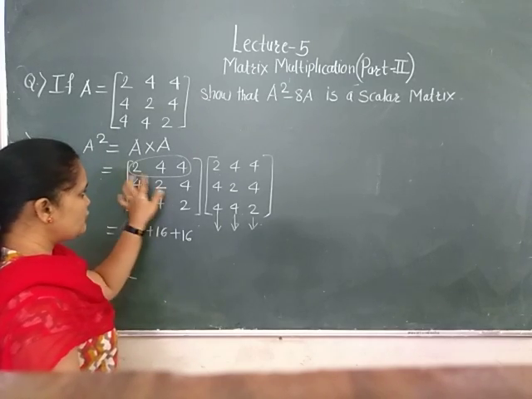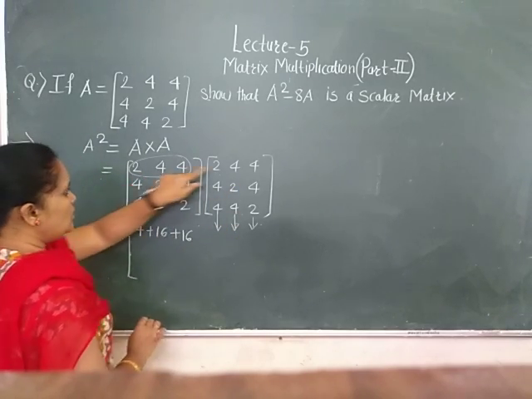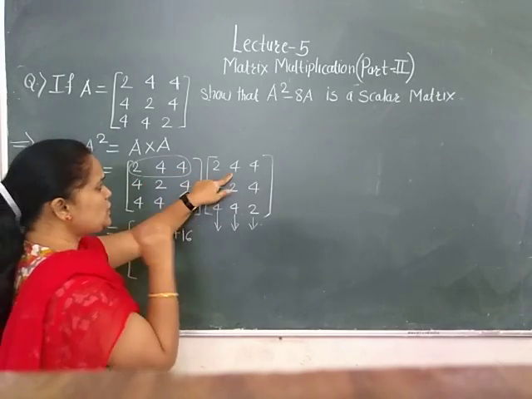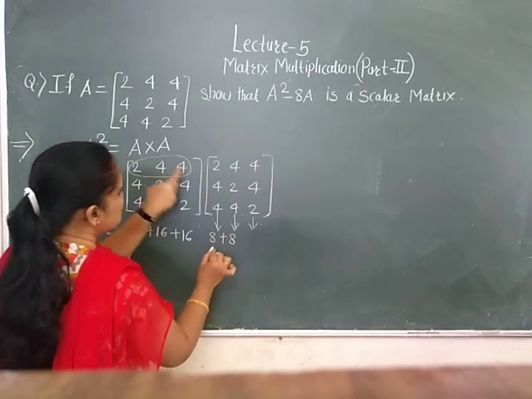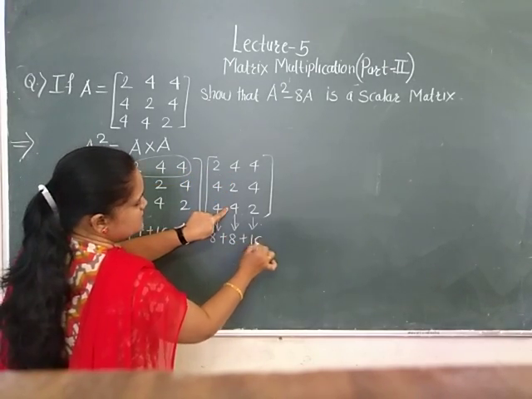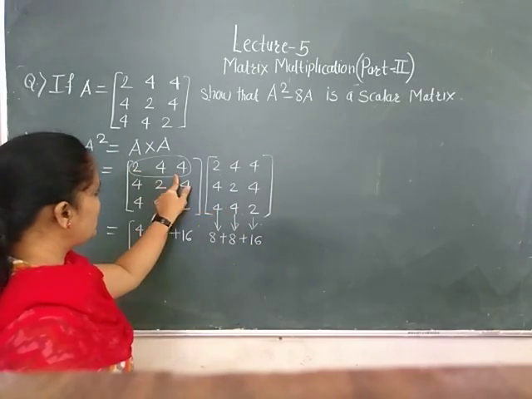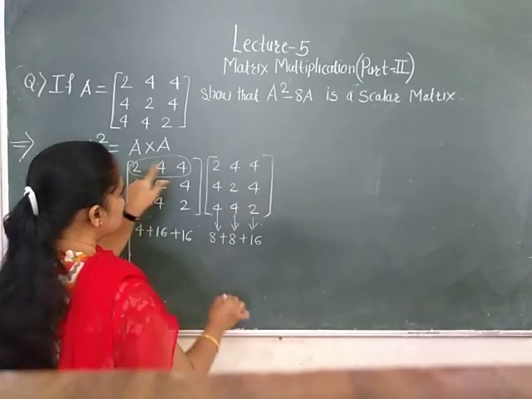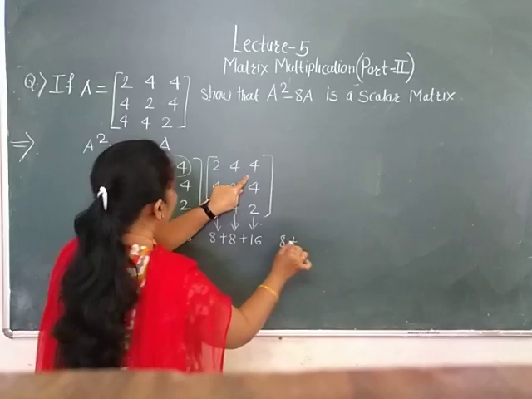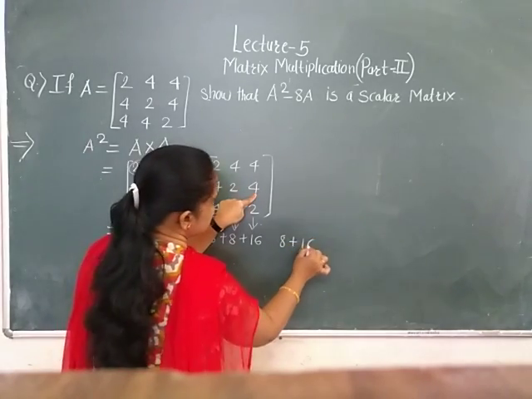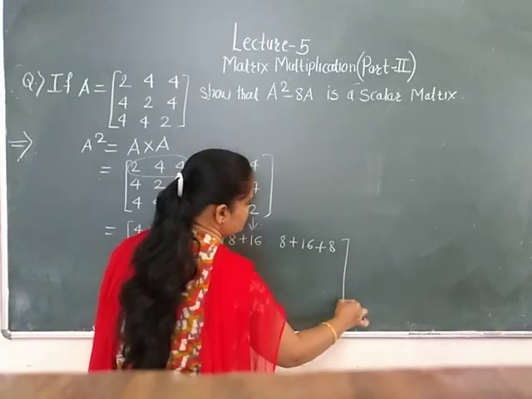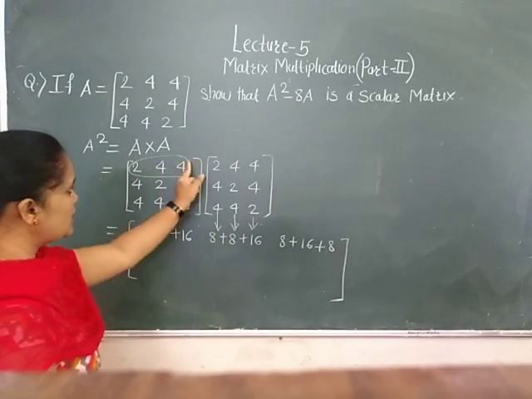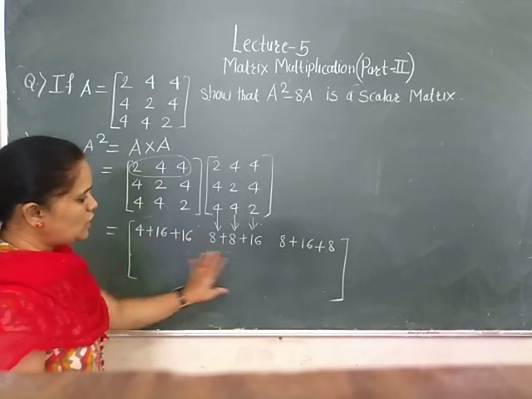Okay. उसके बाद first row but second column. 2 into 4 is 8. 4 into 2 is 8. 4 into 4 is 16. Then first row but third column. So 2 into 4 is 8 plus 4 into 4 is 16. 4 into 2 is 8. Now in this way we have completed first row and all the 3 columns here.